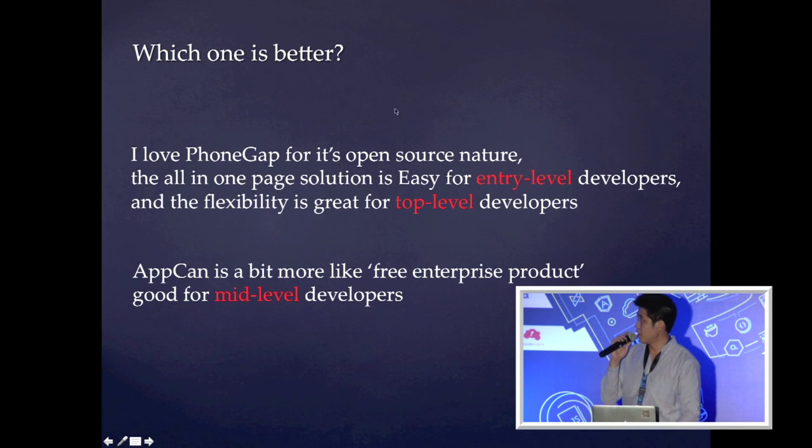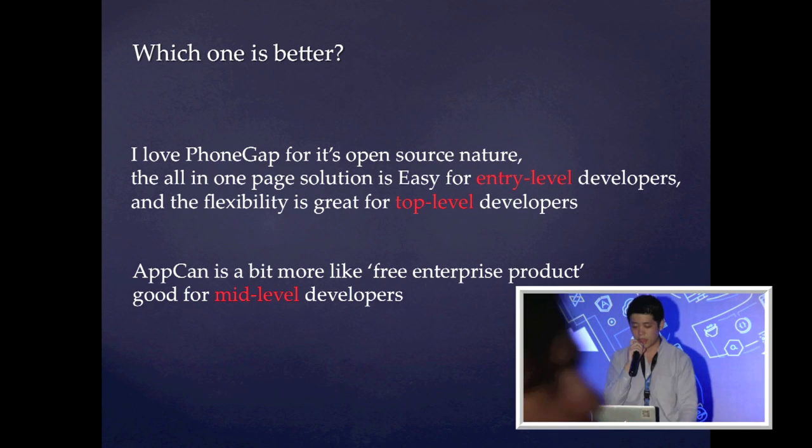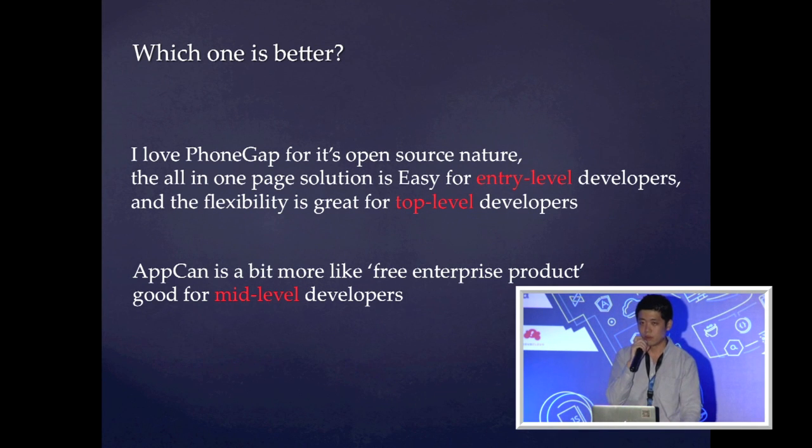So which is better? I think I love PhoneGap for its open source nature, and the all-in-one page solution is really easy for entry-level developers, and the flexibility is really great for top-level developers. AppCan is more like a free enterprise product. It's good for mid-level developers, I think. So it's really your own choice what to use, but I think it's quite interesting to learn and have a look at both, because they use different approaches, and I think they can learn a lot from each other.